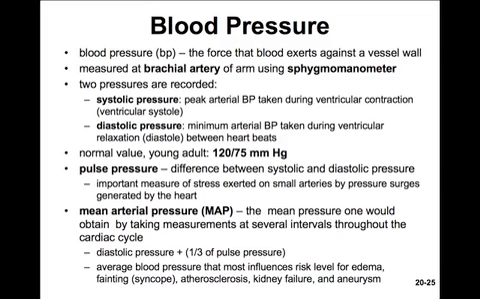Mean arterial pressure is the mean pressure that we obtain by taking measurements at several intervals throughout the cardiac cycle. This is sort of the average pressure over time. It's equal to the diastolic pressure plus 1/3 of the pulse pressure. That's because we only spend about 1/3 of the cardiac cycle with ventricular contraction. It's this average blood pressure that most influences the risk level for edema or fainting, atherosclerosis, kidney failure, and aneurysm.